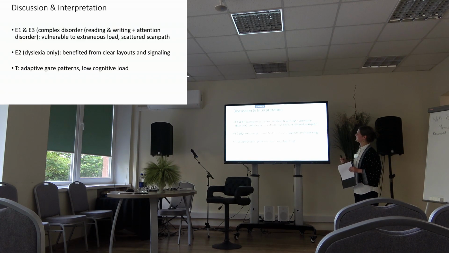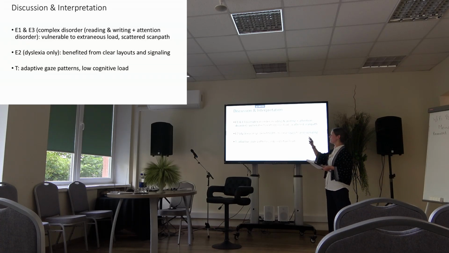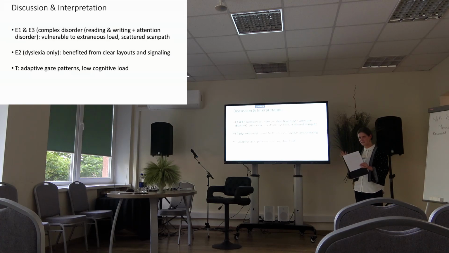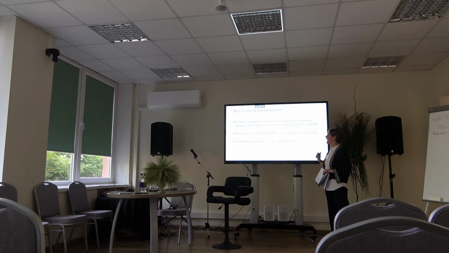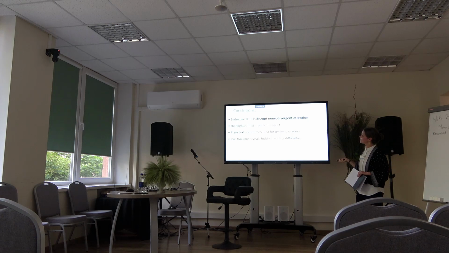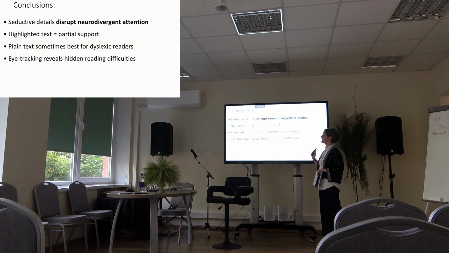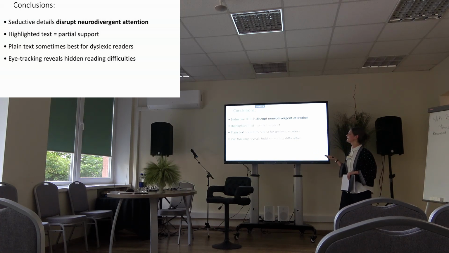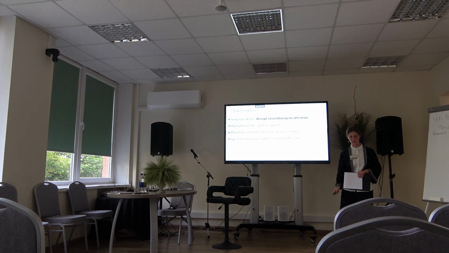So, discussion and interpretation. As you saw, complex disorder, reading, writing, and attention is very vulnerable to extraneous loads in scan paths. Then the dyslexic person really benefited from clear layouts and signaling, I mean highlighting. And the neurotypical student actually had adaptive scan patterns and low cognitive load. Okay, and conclusions. We really need to think about seductive details, I mean pictures, whether we need to put them in or not. Actually, highlighted text is really good support for students with educational needs. Plain text is sometimes best for dyslexic readers. And eye tracking reveals hidden reading difficulties, as you saw before.